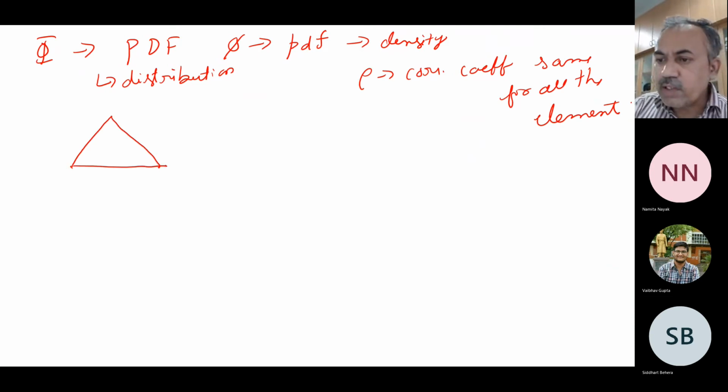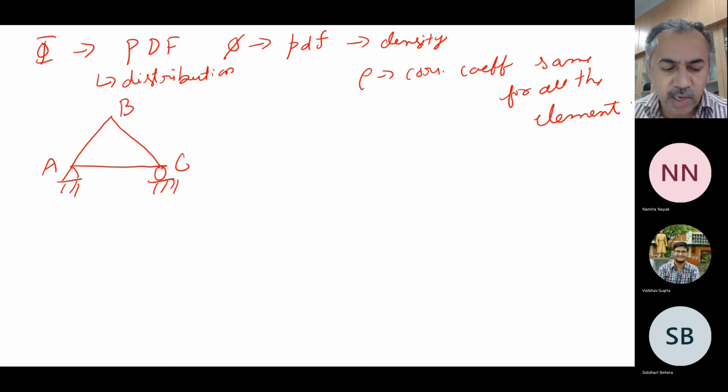Okay, so this is a simply supported truss, with joints A, B, C, say. You can say the probability of failure, and they are all in series only. Everything is connected in series, because one thing is a determinate or indeterminate truss.